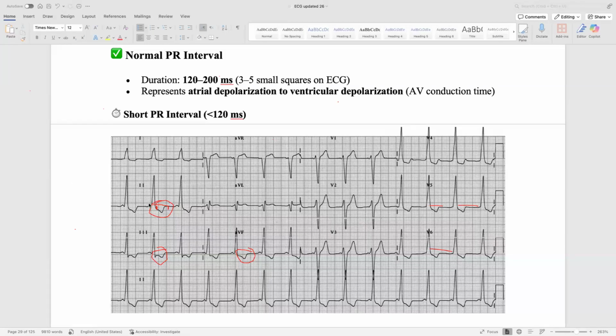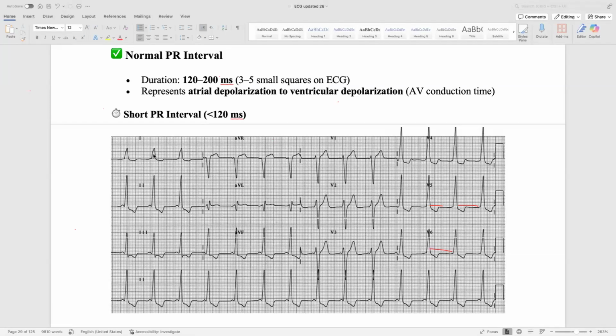If there is a PR interval, what else is abnormal here? QRS complex. What is the abnormality in the QRS complex? Broad. We said it should be less than 120, three small squares, and this is broad. Other than broad, it looks like a notch here, right? Yes, M shape.